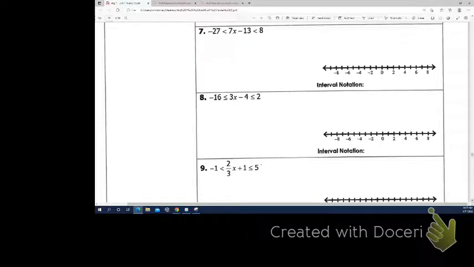So on number 7, if I look at the middle, I see that x is being multiplied by 7 and we're subtracting 13. So we're going to get rid of that subtraction first. We're going to get rid of that -13 by adding 13. And we're going to add it to the 8. And we're going to add it to the -27. So this is gone. Each step we should be getting closer to the x being alone. So -27 and +13 is -14.